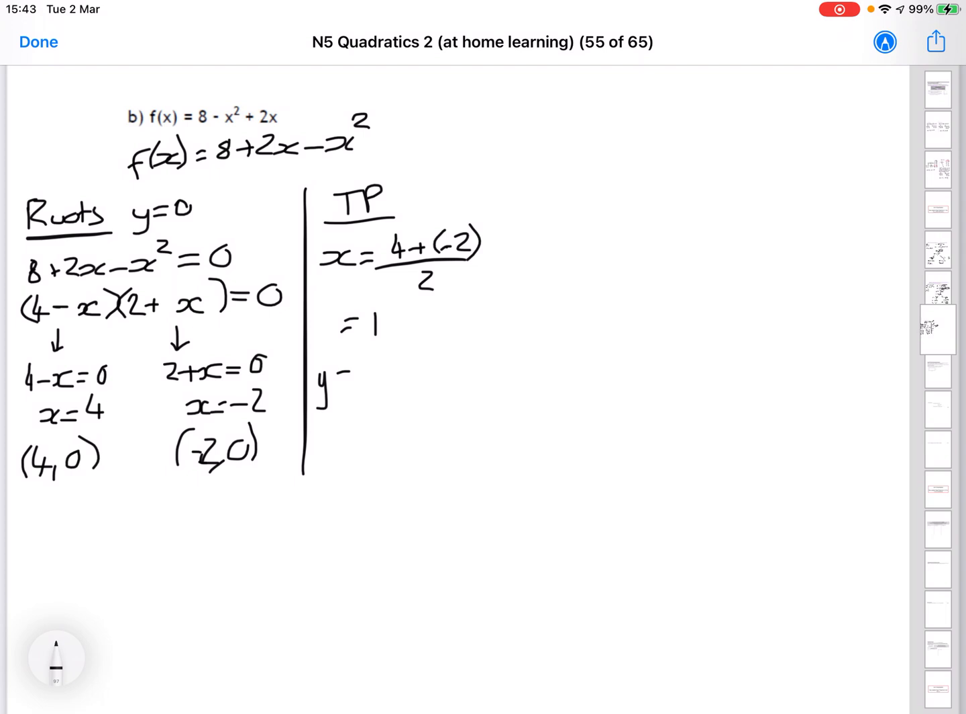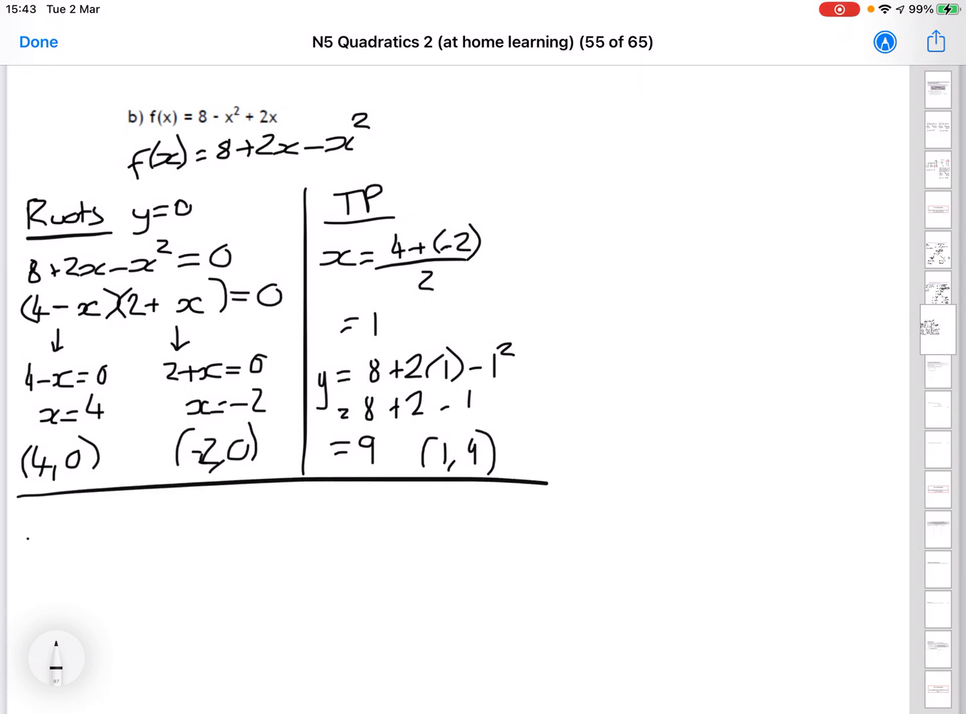And then the y coordinate, we're going to substitute the 1 back into that original equation. So we've got 8 plus 2 times 1 minus 1 squared. So that becomes 8 plus 2 minus 1. 8 plus 2 is 10, minus 1 is 9. So our turning point is 1, 9.